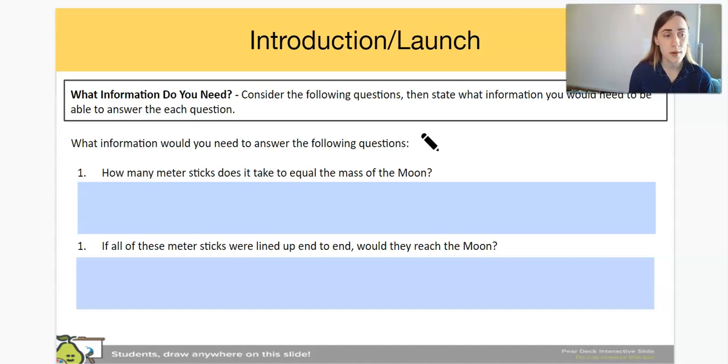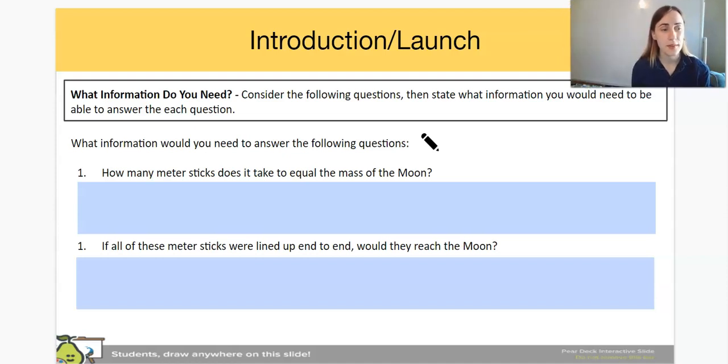So this warm-up is going to focus on what information do we need. So consider the following questions. Then state what information you would need to be able to answer each question. What information would you need to answer the following questions? How many meter sticks does it take to equal the mass of the moon? And if all of these meter sticks were lined up end to end, would they reach the moon?